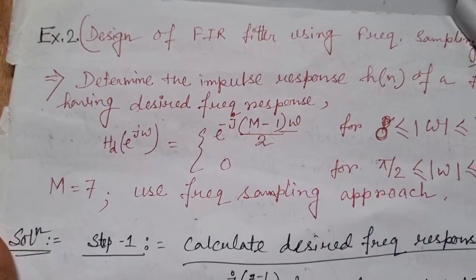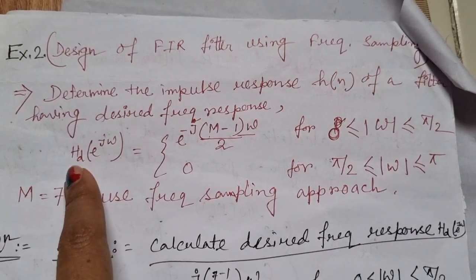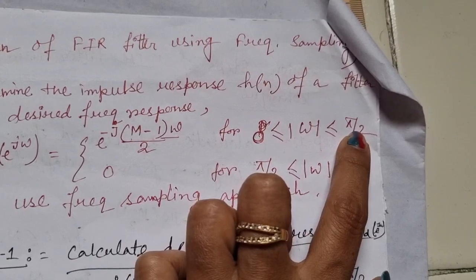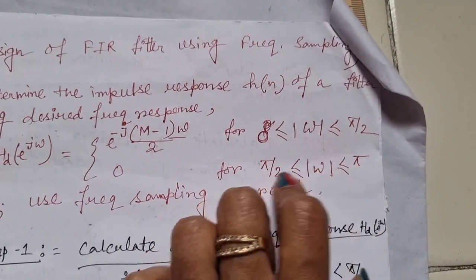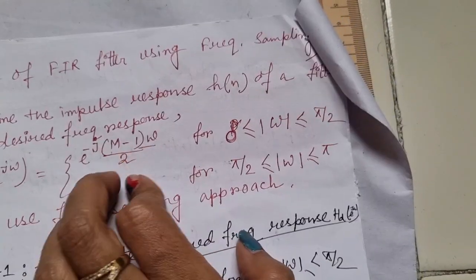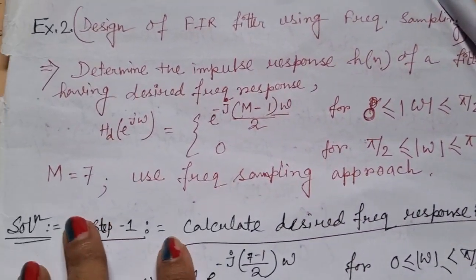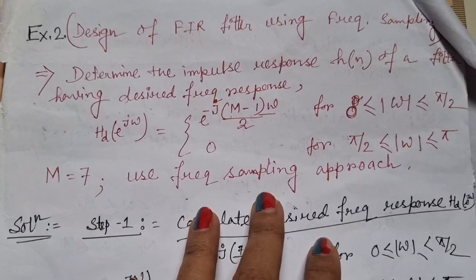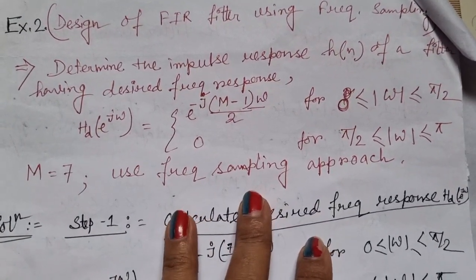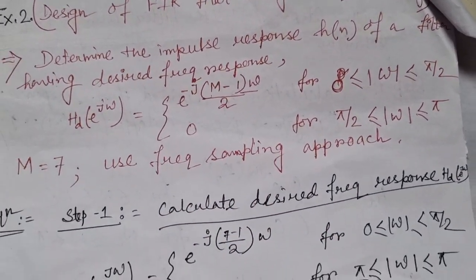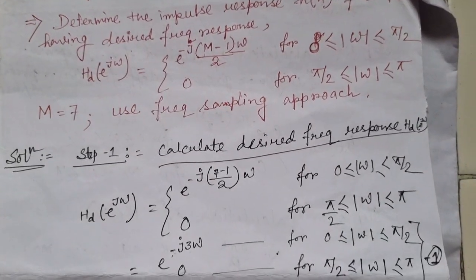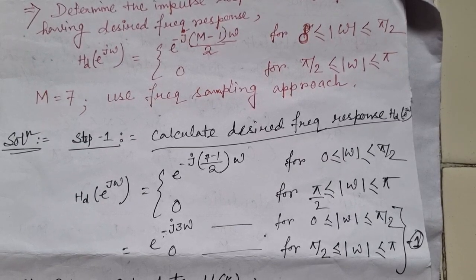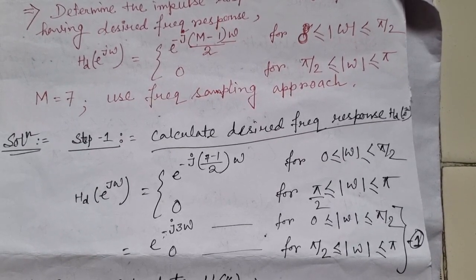Whatever is given, first discuss this: HD of e to the power j omega, where omega c, the cutoff frequency, is pi by 2, and otherwise 0. Okay, fine. Use m, the length, given as 7. Use the frequency sampling approach or technique. So for the first step, you have to consider the value of omega or the value of n.